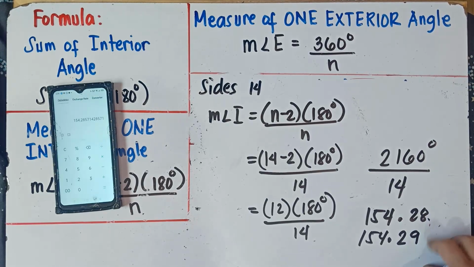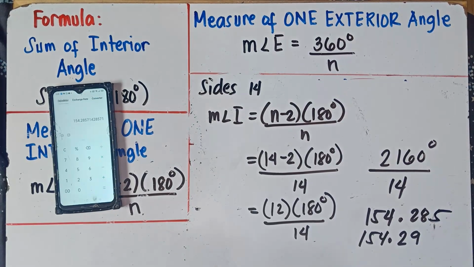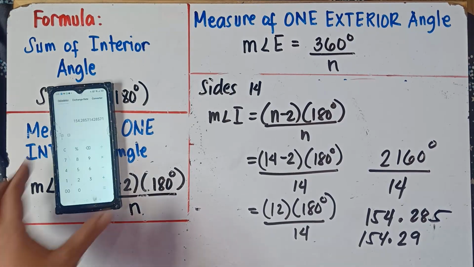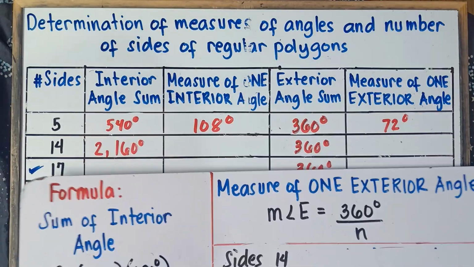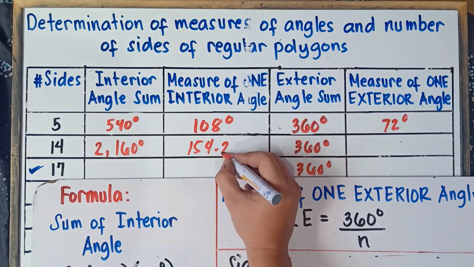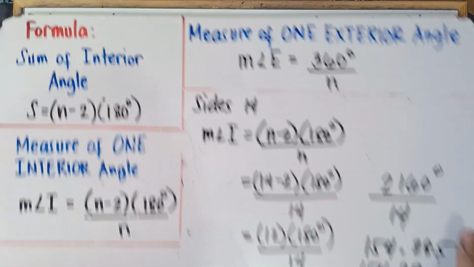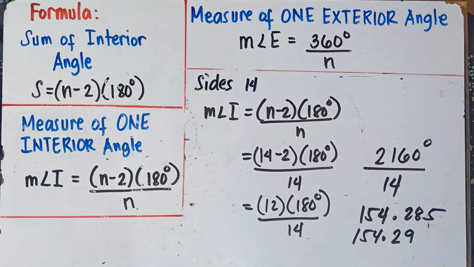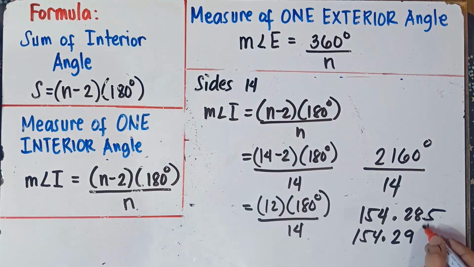If this is 4, for example, class, simply copy 28. But since this is 5, we need to round up. This 8 becomes 9. So 154.29. Do not forget degrees. Alright, so if this is 154.29 degrees, we can simply subtract this from 180.